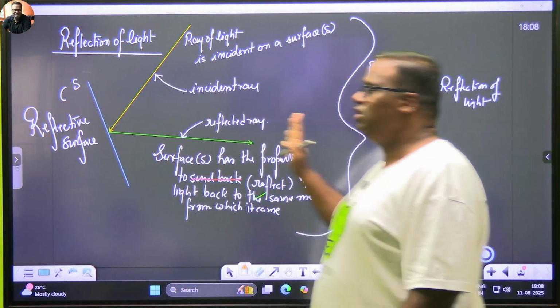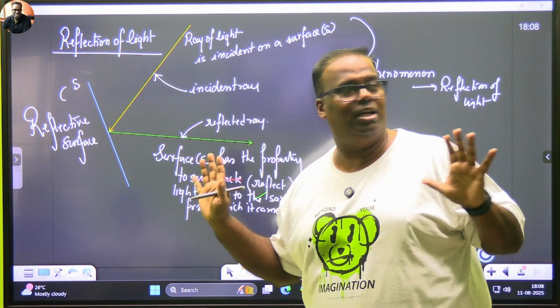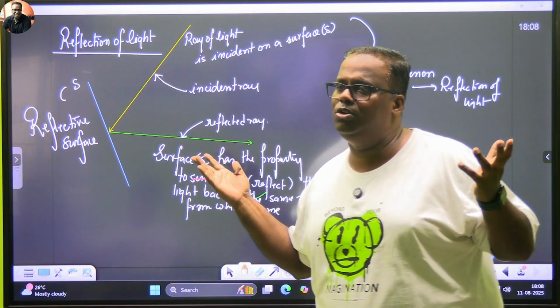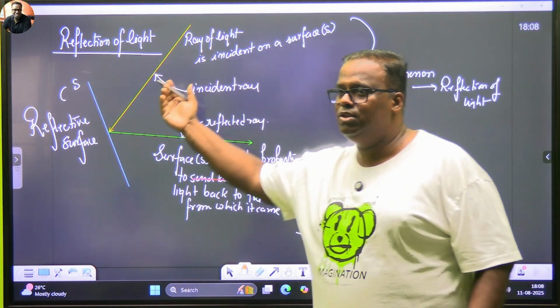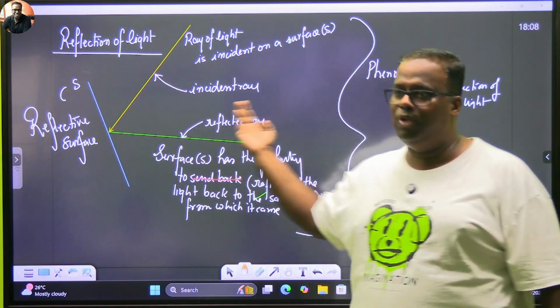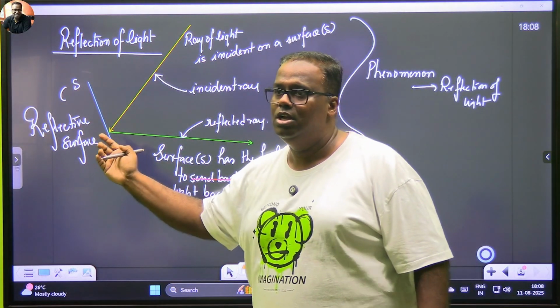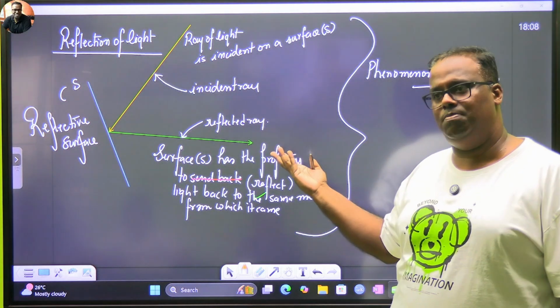So, have we understood that? That you'll understand when we... So, is this concept of reflection of light understood by you? What is the phenomenon of reflection? Reflection of light is a phenomenon by which an object is able to reflect or send back the light rays that are incident on it to the same medium from which they came.